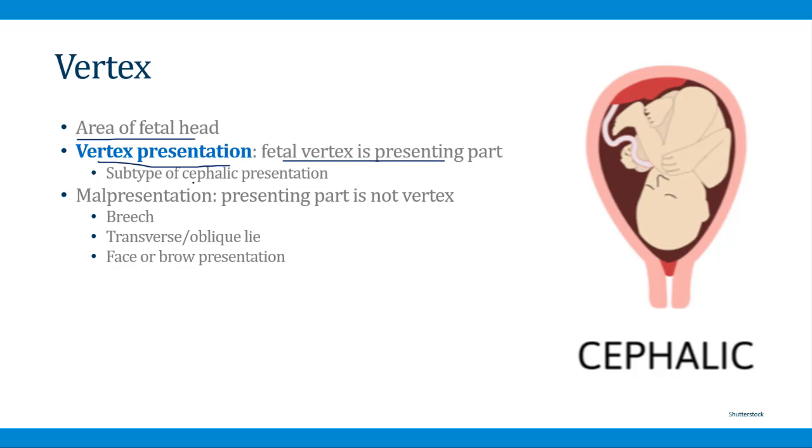This is a subtype of cephalic presentation, and this is the ideal presentation for vaginal delivery. So anytime the presenting part is not vertex, that is called malpresentation. Breech is an example of a malpresentation. So is a transverse or oblique lie. So is a presentation where the head is down but the face or brow are the presenting part.